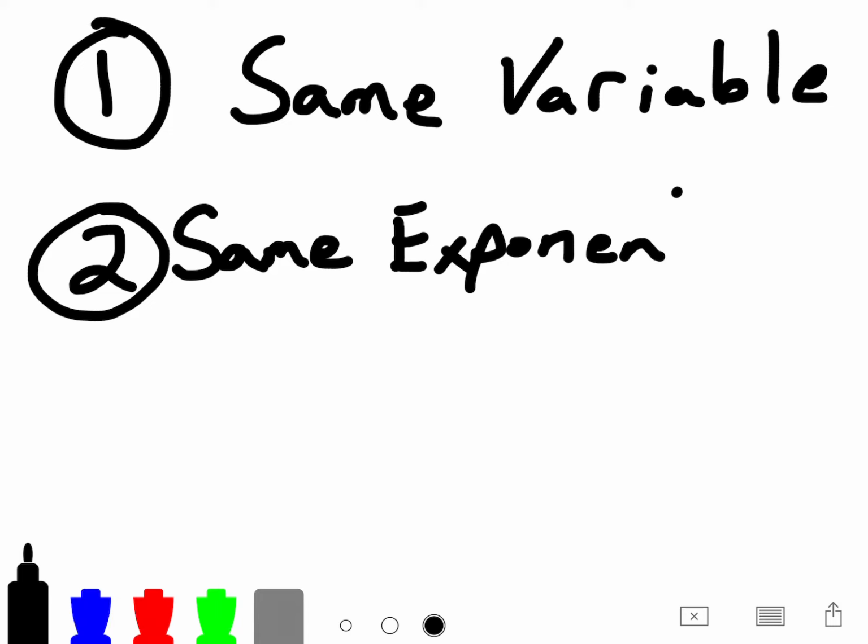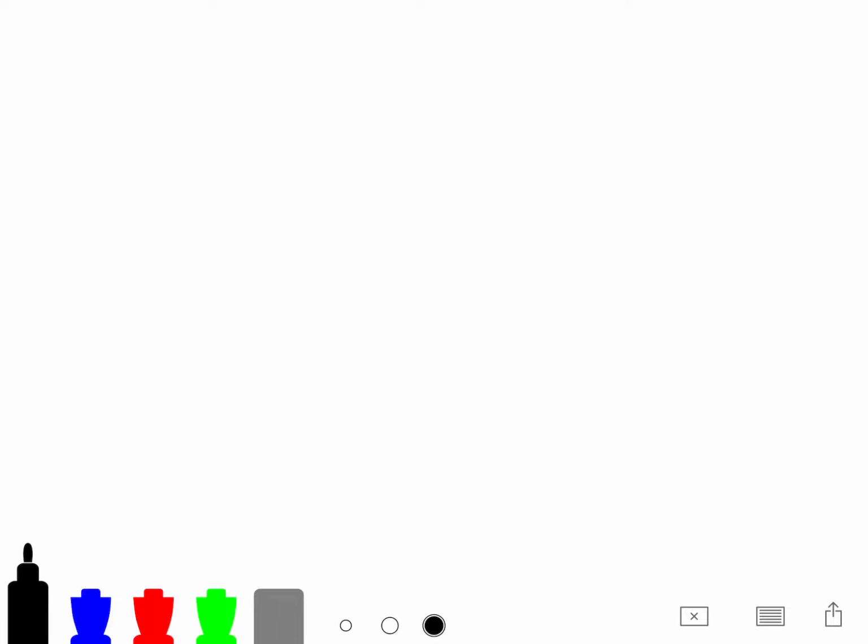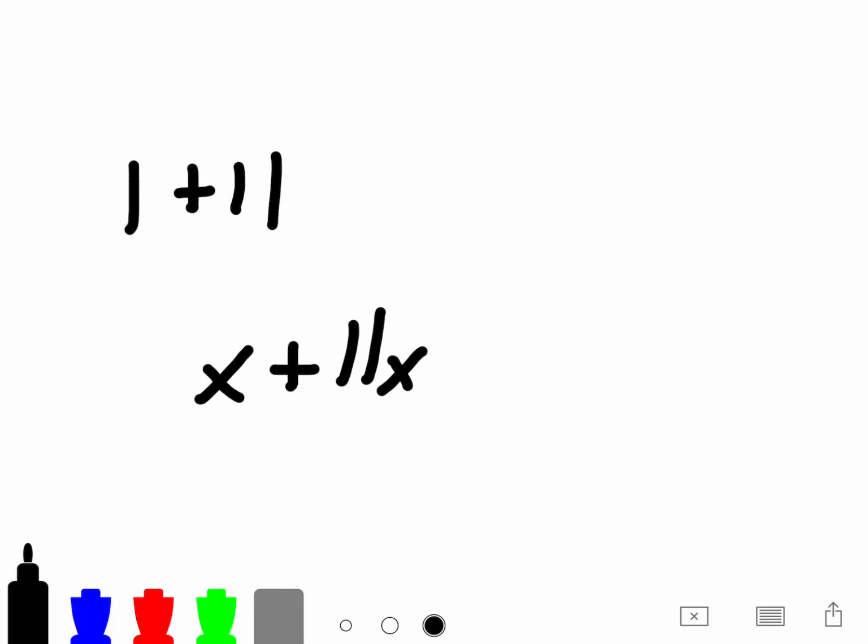So another way to say this would be to say that they have to have the same letter or same letters, and it has to be to the same power. So let's use an example of this. I can combine 1 and 11 because they are both numbers, right? They have the same variables in the fact that they have no variables at all. It might be easier to say that x and 11x can be added together because they have the same variable. They're both x terms. Like that, these numbers can be added together because they're both number terms.